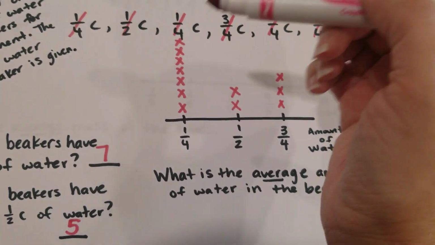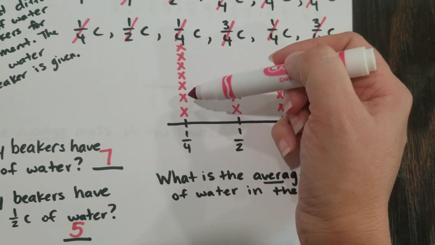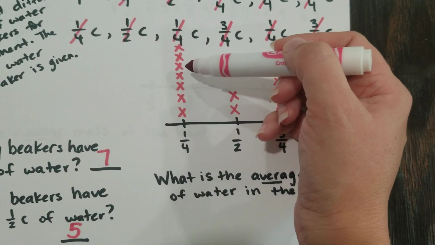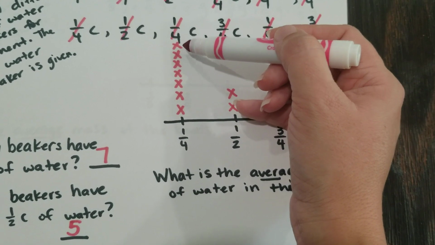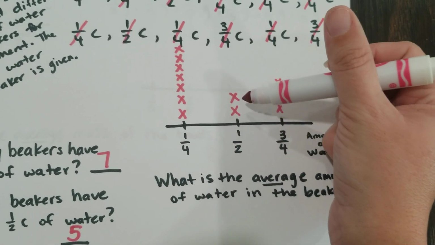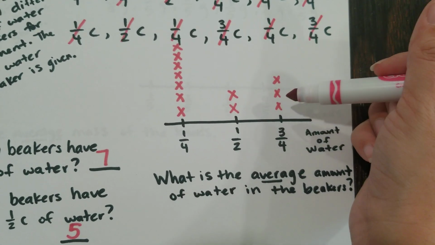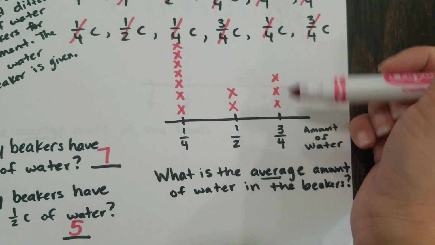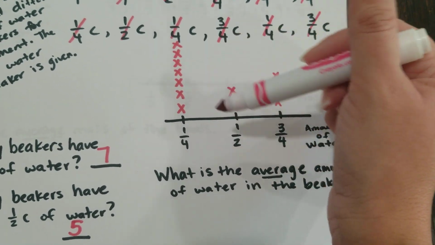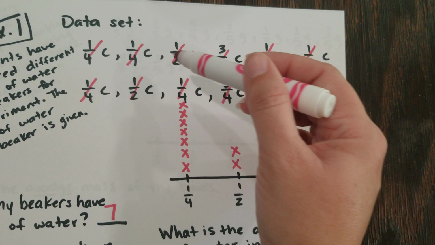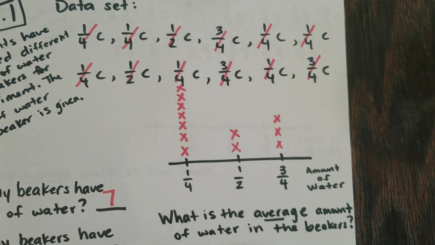So we're going to have to add up 1/4 plus 1/4 plus 1/4 plus 1/4 plus 1/4 plus 1/4 plus 1/4 plus 1/2 plus 1/2 plus 3/4 plus 3/4 plus 3/4. We're going to have to add all of these fractions up. You could even look back up at the data set. You could add all of these up. So we got to add them.